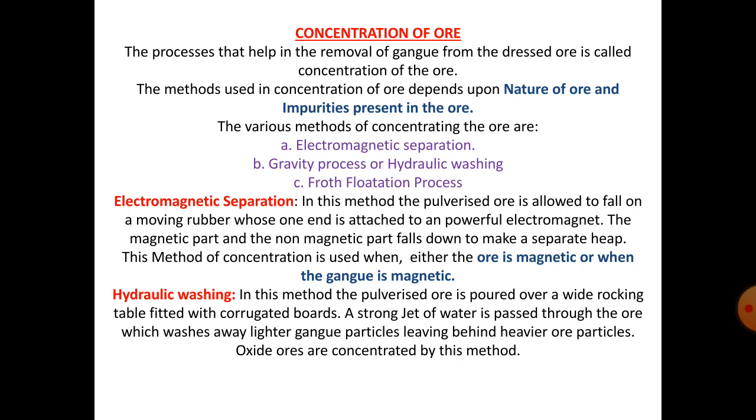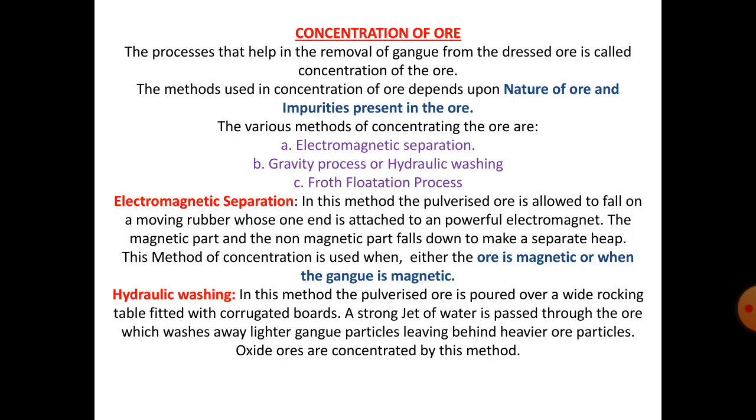Let's understand now what is concentration of the ore. The processes that help in removal of gangue particles from the dressed ore are called concentration of the ore. What can the gangue particles be? These are earthly impurities such as sand, silica, mud, clay, etc. So the series of processes which we can use to remove the gangue particles from the ore are called concentration of the ore.